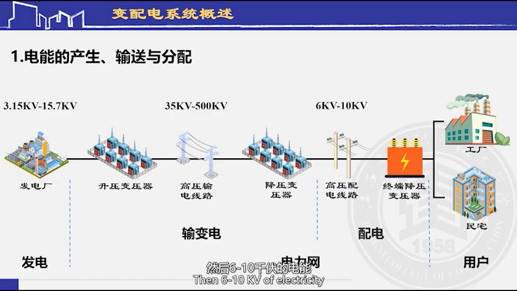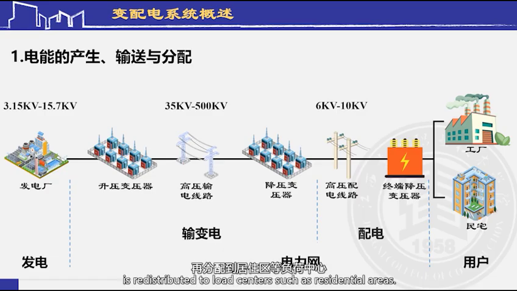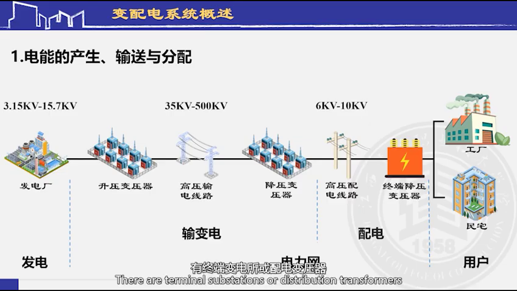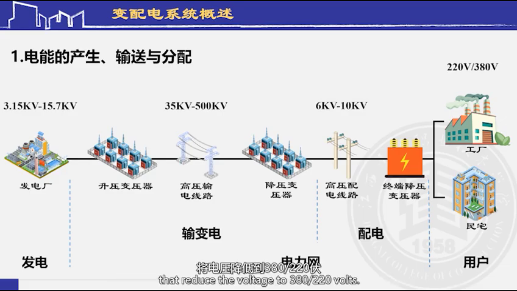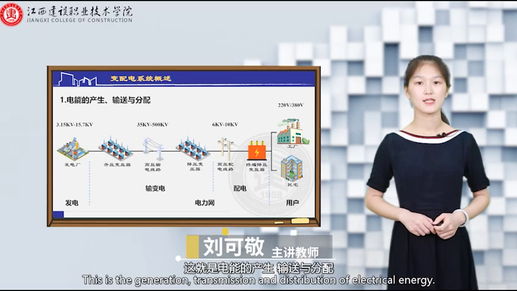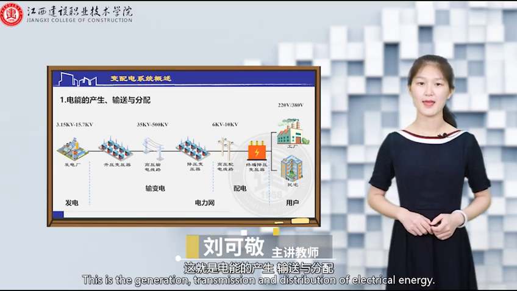Then 6 to 10 kV of electricity is redistributed to load centers such as residential areas. There are terminal substations or distribution transformers that reduce the voltage to 380/220 volts, supplying power to low-voltage electrical equipment. This is the generation, transmission and distribution of electrical energy.